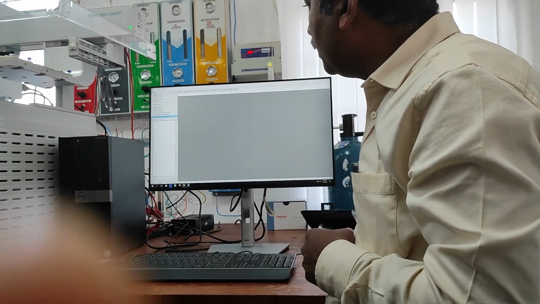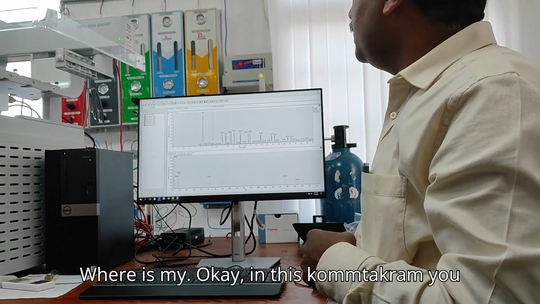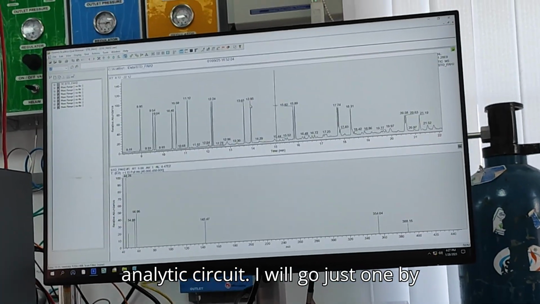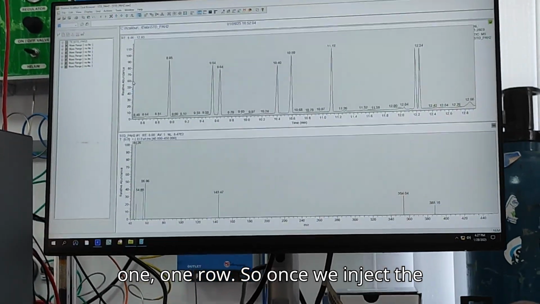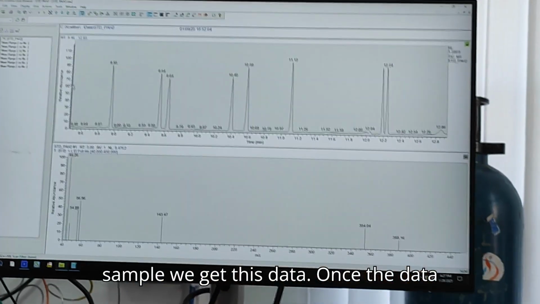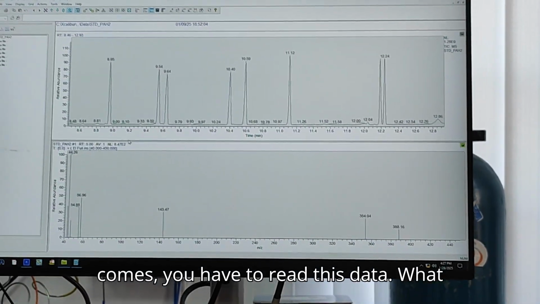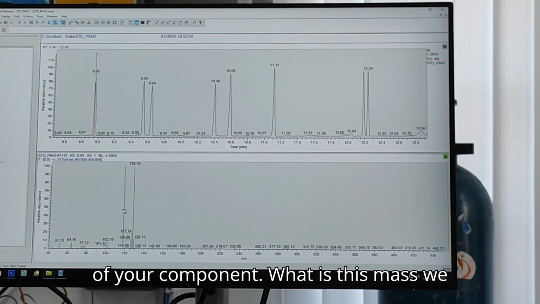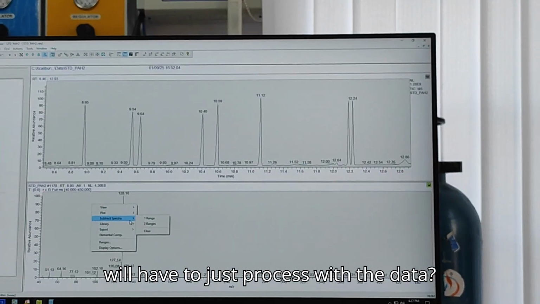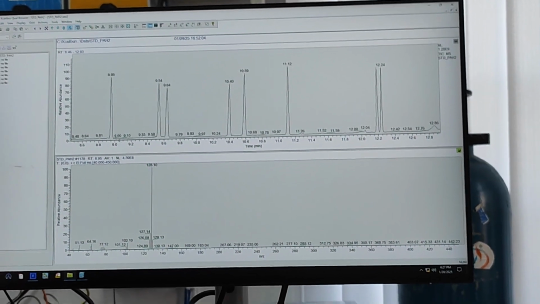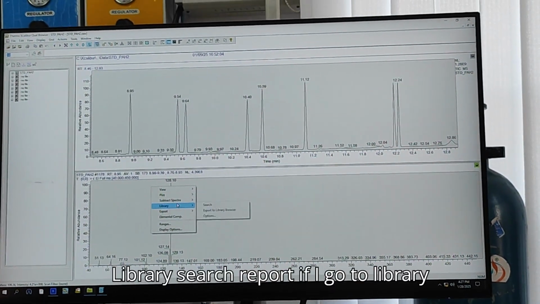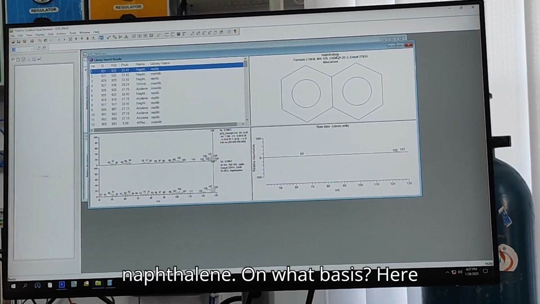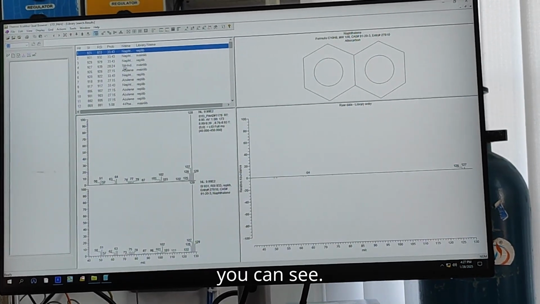Where is our chromatogram? Okay. In this chromatogram, you can see multiple analytes are detected. I'll go one by one. Once we inject the sample, we get this data, and once the data comes, you have to read it. This is the mass spectrum of your component. What is this compound? We have to process the data. In the library search report, it shows this compound is naphthalene. On what basis?